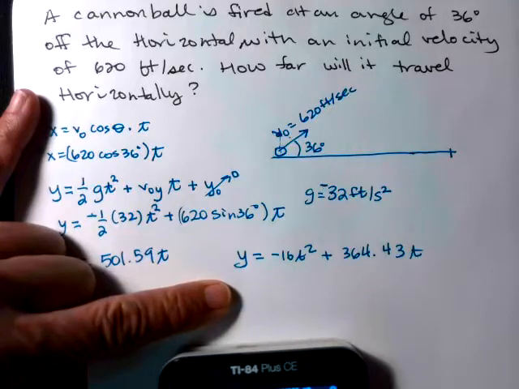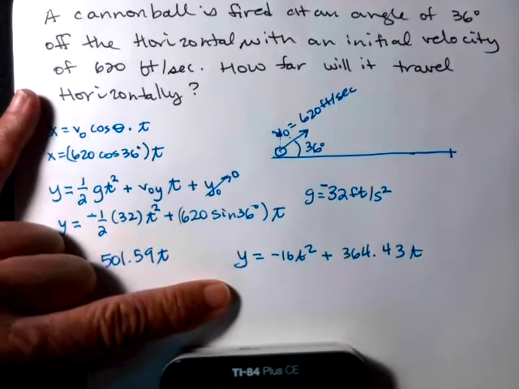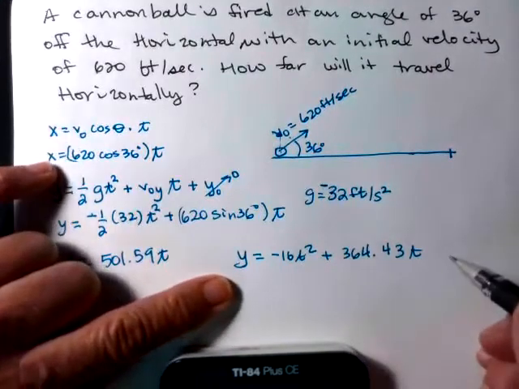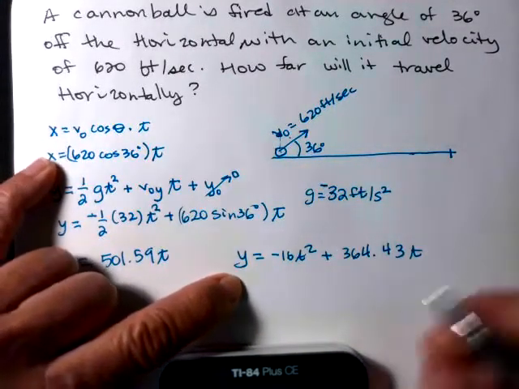Y is the only thing that stops our cannonball from going on indefinitely around the world. I know there's a cartoon that shows it going forever, probably Bugs Bunny or something. So we want to solve for when y is zero. When does gravity bring this cannonball back to Earth?